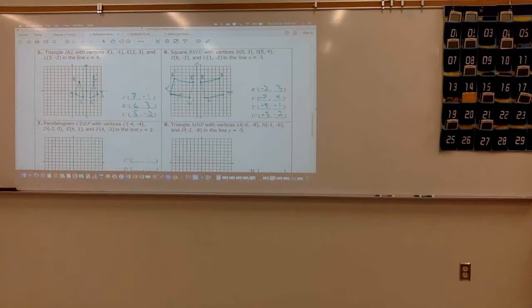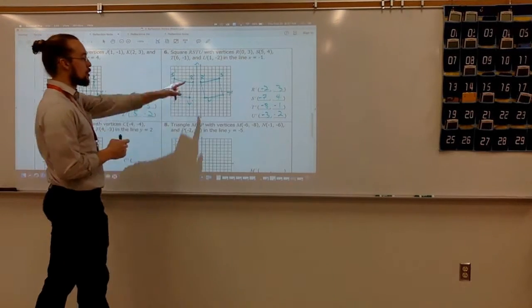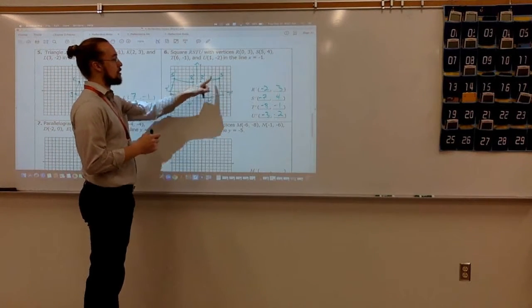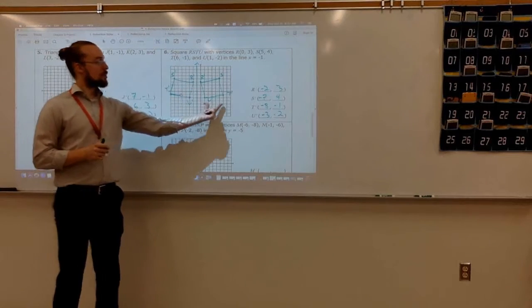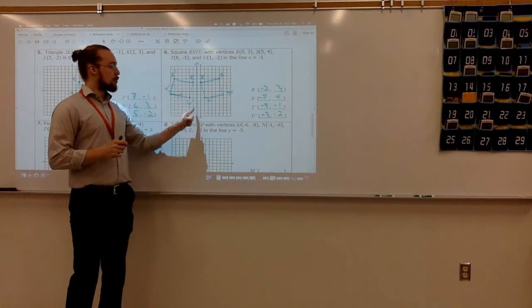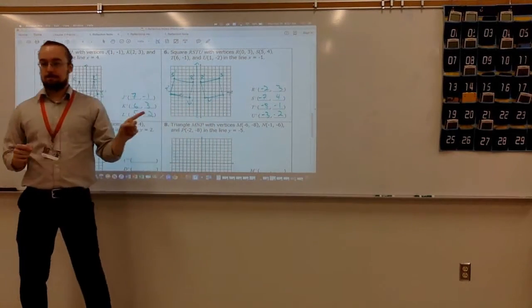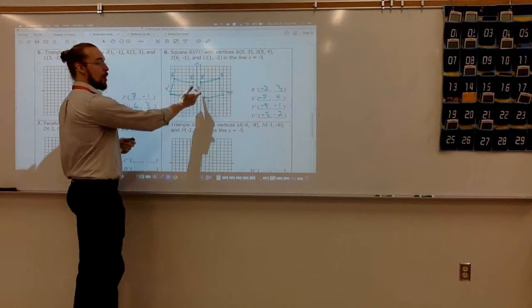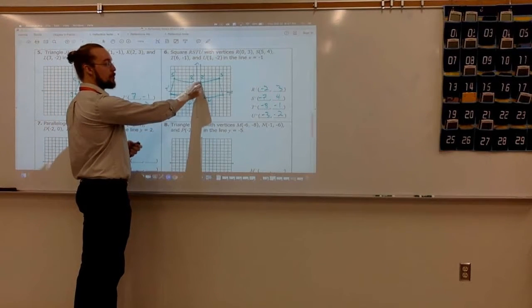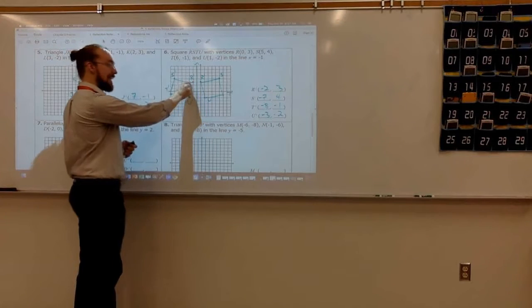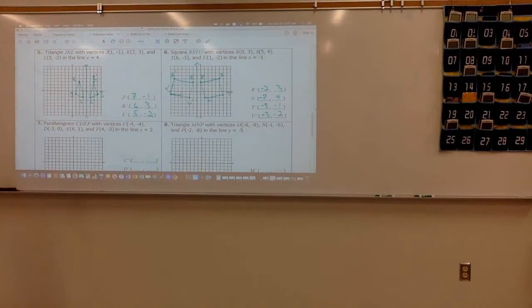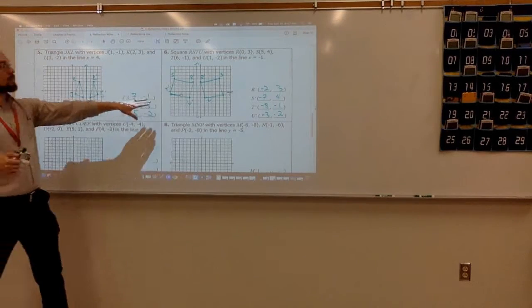Okay, so did we get something like this for number 6? Okay, so my original square was over here, RSTU. Then the line x equals -1 is right here. So I'm just counting the distance from each point to the line of reflection, and then going that same distance on the other side. Okay, so my reflection should end up over here.